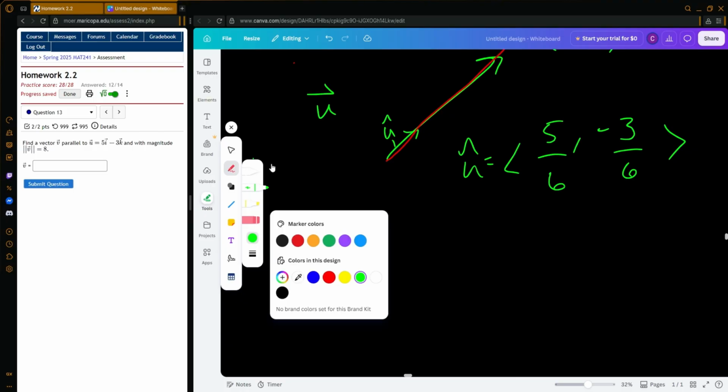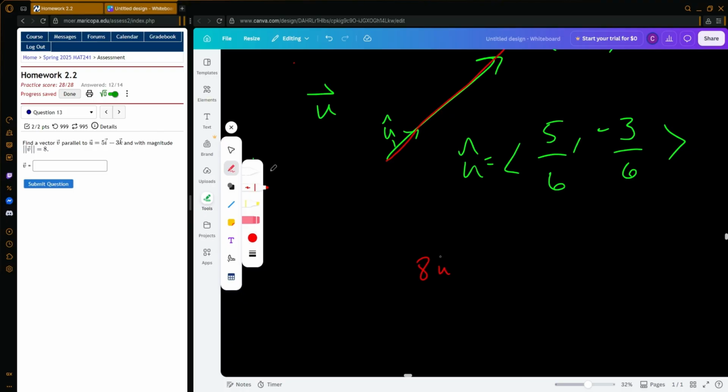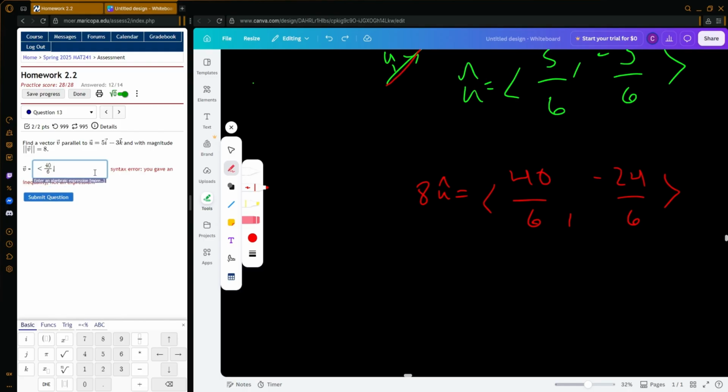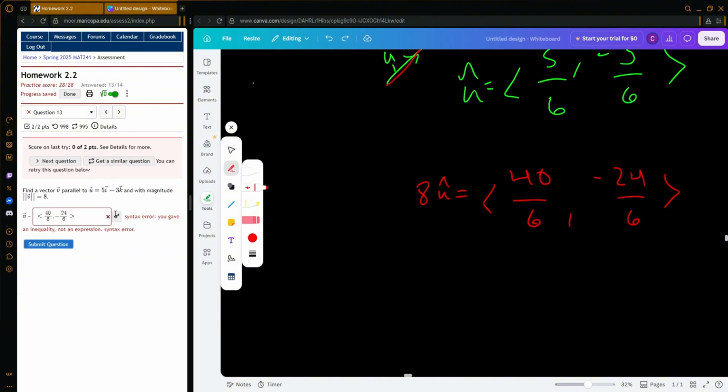So we'll go 8 times u hat is going to be 40 over 6, negative 24 over 6. That doesn't simplify clearly, so we'll just enter it in like this. 40 over 6, negative 24 over 6. There's the i and j.